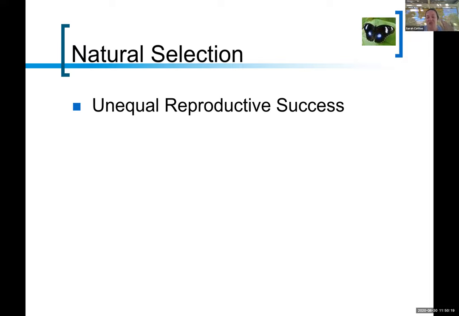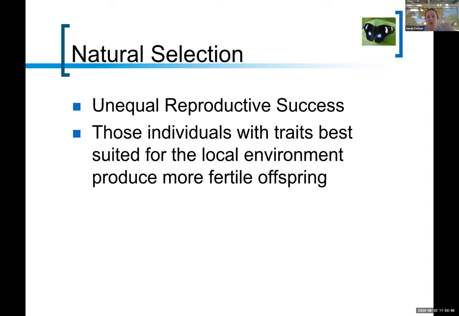So if the characteristics that you have, your brand of that variation, makes you well suited to live in a particular area at a particular time, and those traits that you possess are inherited, you're more likely to have more offspring, which also have those traits, and they will also be more successful, and so on and so forth. So unequal reproductive success is like the short, cheesy definition of natural selection. A better definition is those individuals with traits best suited for the local environment will produce more offspring. That's fundamentally what natural selection is.